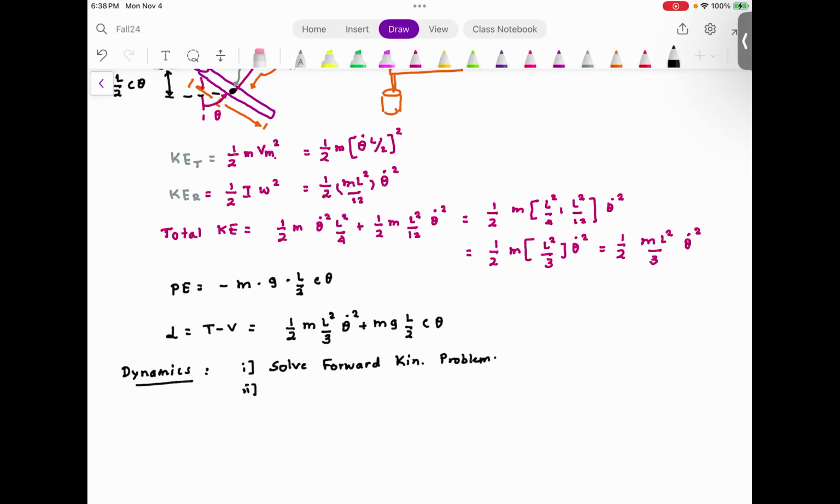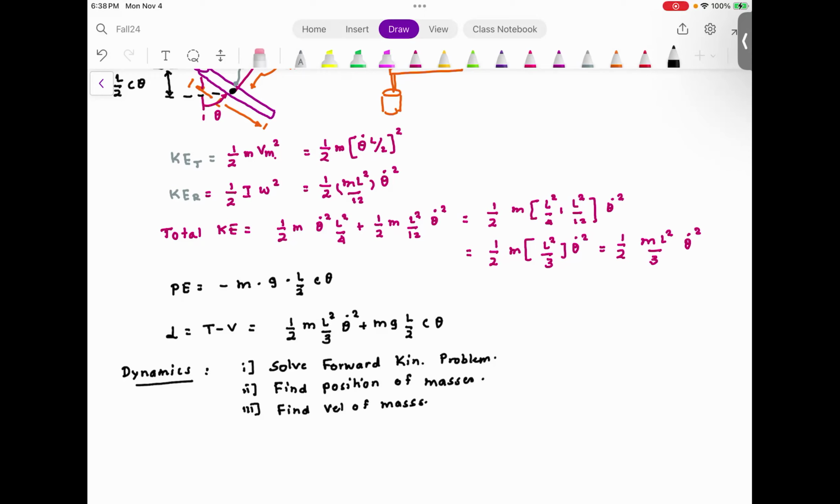Second, find the position of each mass and its centroid. Find the position of masses. Then next thing, find the velocity of masses. So this will come from the homogeneous transformation. Find the velocity of masses.